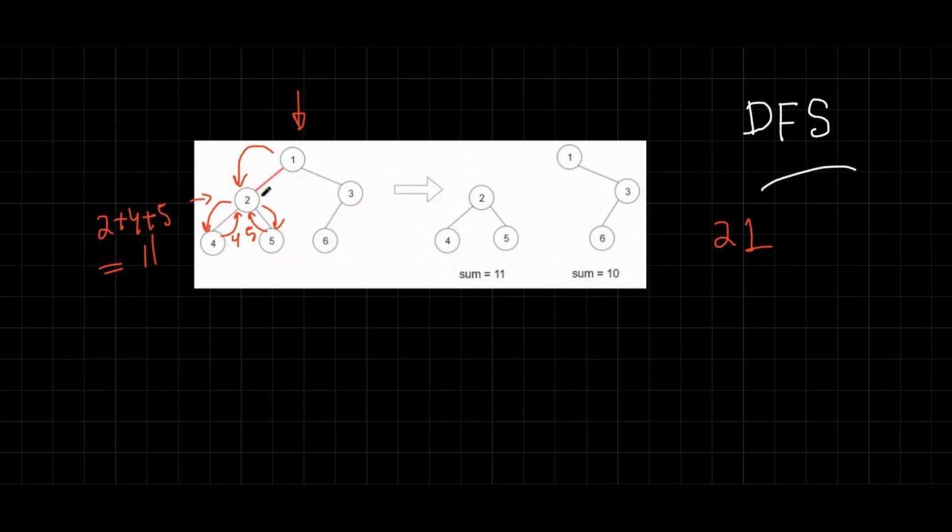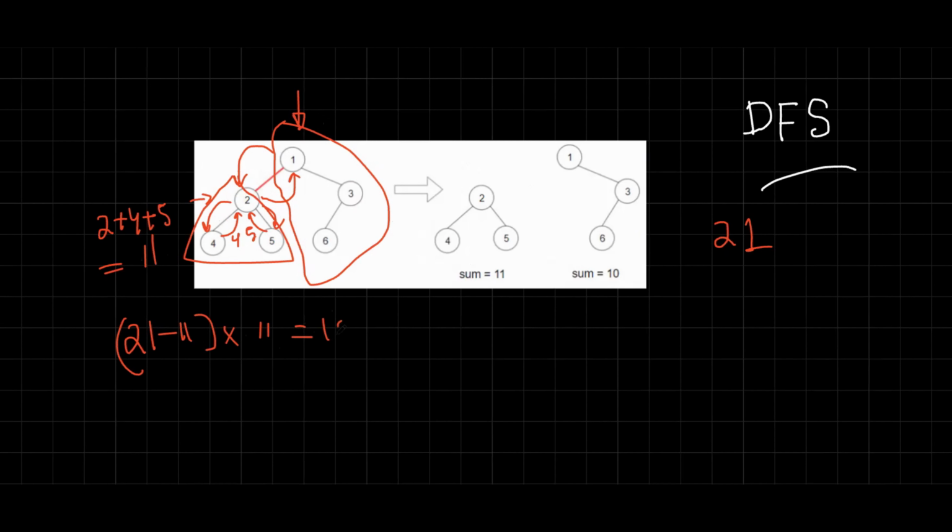So when we are returning from the root 2, we will calculate that, okay, fine, what is the subtree sum at the root 2? It is 11. So far, so good. So if this subtree sum is 11, then what is the sum of the other subtree? It will be 21 minus 11. Now, what is the product of them? It will be 10 multiplied by 11. It will be 110.